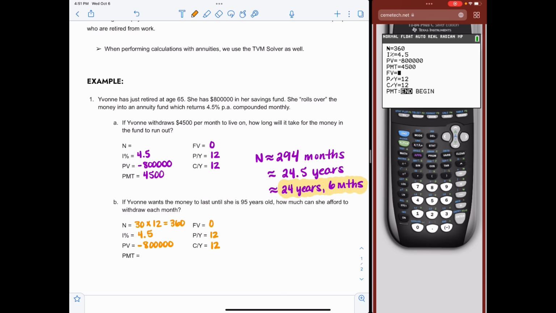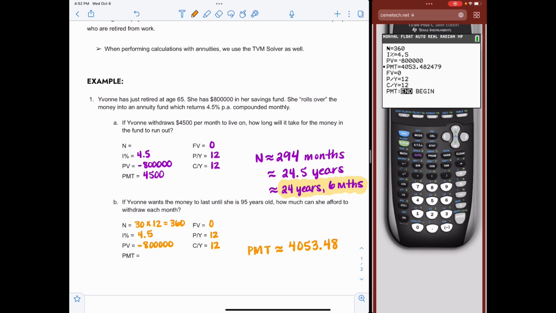So once we do that, we go back up to the payment and press alpha, enter, and we see that the payment should be approximately $4,053.48 each month. All right, because that's how much we want to withdraw.